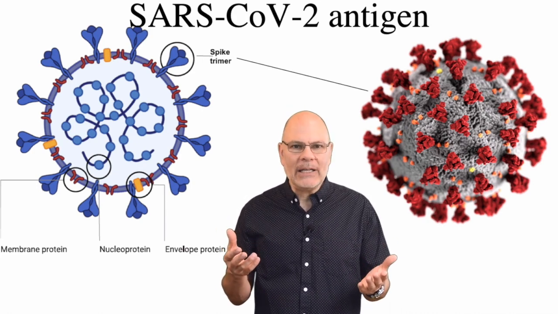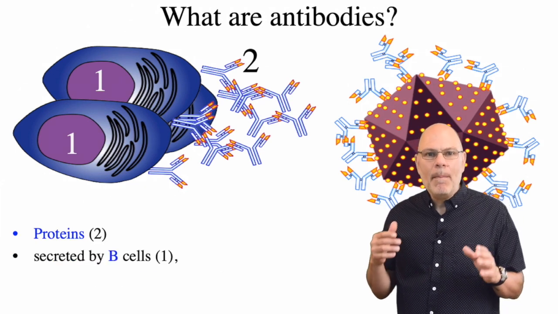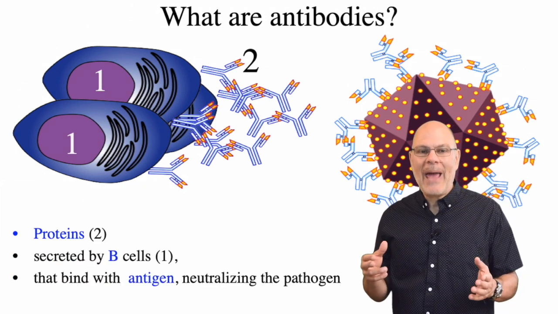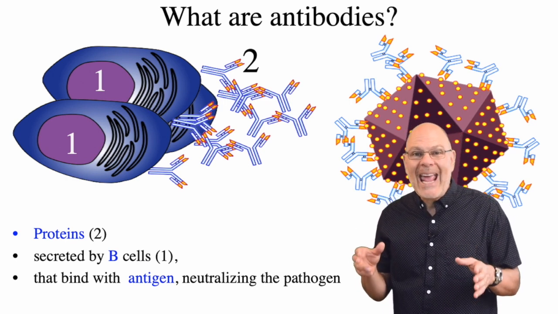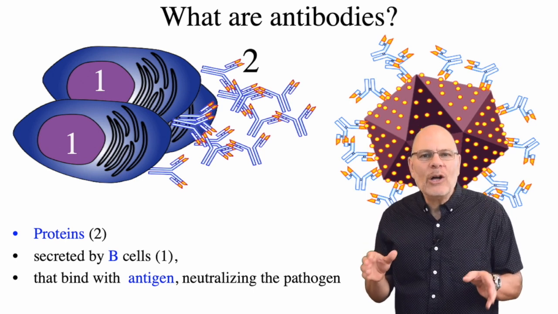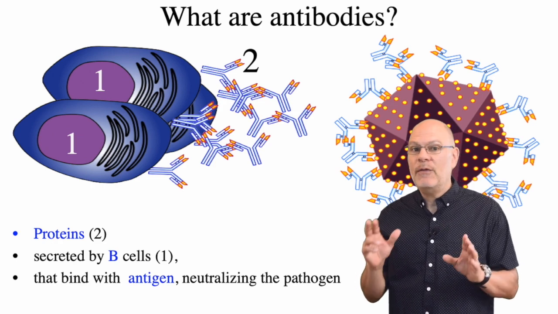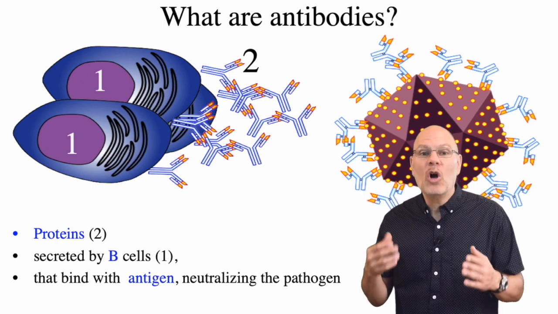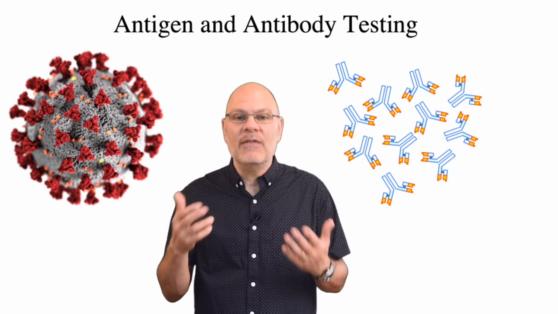So what are antibodies? Antibodies are proteins secreted by B cells that bind with and neutralize invading pathogens. Here you see an image of B cells at 1 producing antibodies, at 2 that bind with a virus. Once bound with antibodies, that virus can no longer bind with cells, and if it can't do that, it can no longer infect cells.